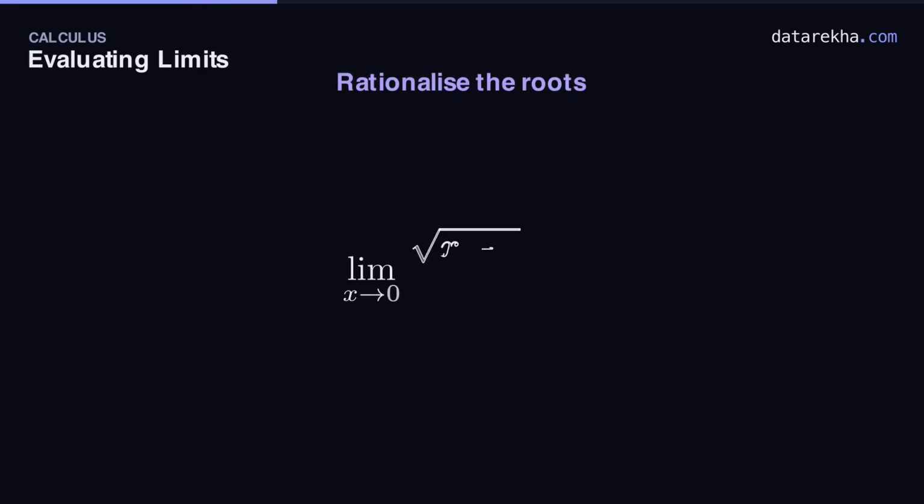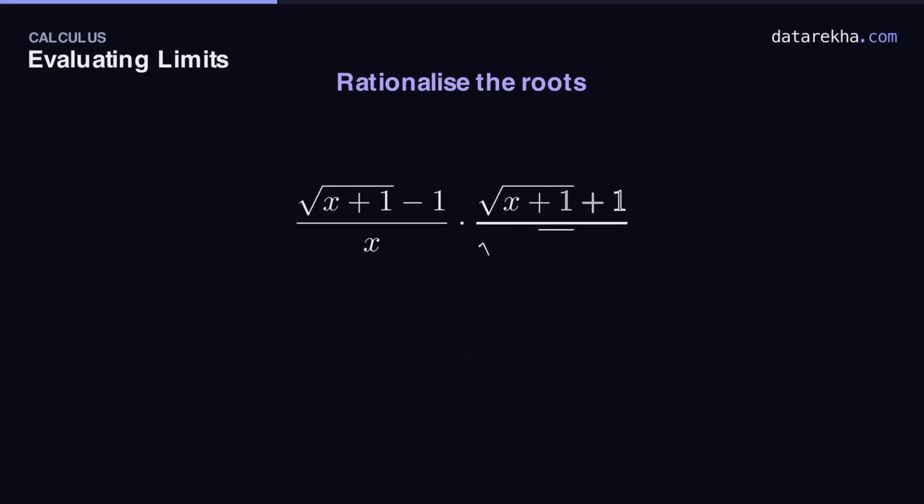Tool 2 is for when a square root blocks the cancellation. Here's a classic. The limit as x approaches 0 of root x plus 1 minus 1 all over x. Substitute 0. Root 1 is 1. So the top is 0 and the bottom is 0. 0 over 0 again. But this time that root leaves nothing obvious to factor. Here's the move. Multiply top and bottom by the conjugate, the same expression with the sign flipped. Root x plus 1 plus 1.